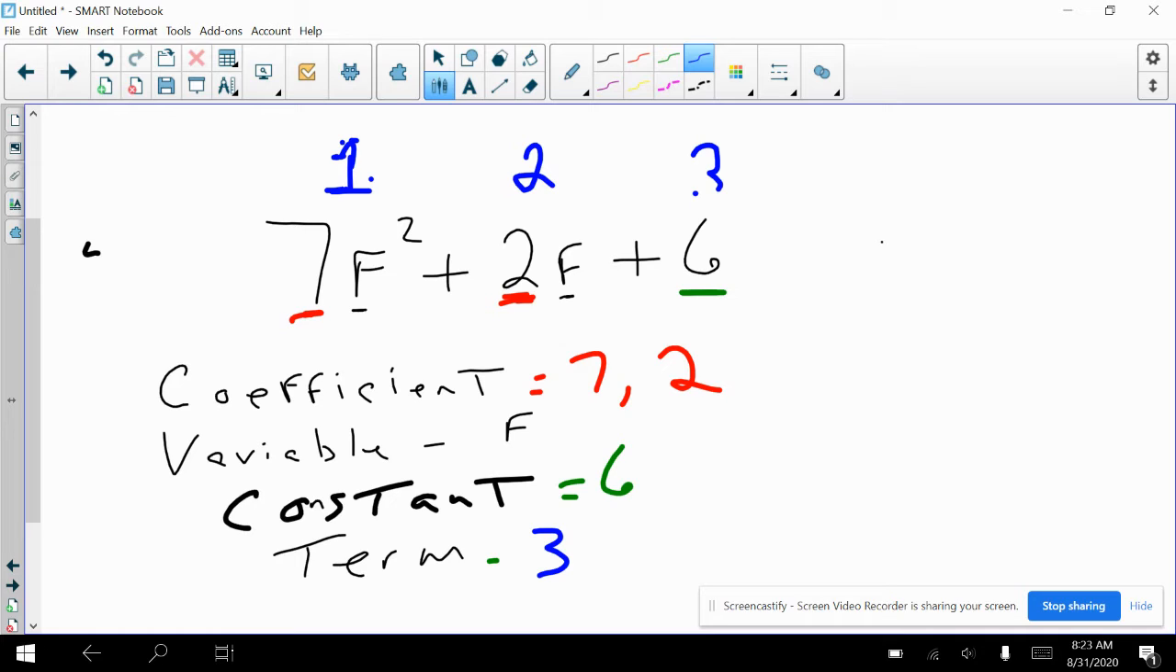Coefficients are the numbers before the variable. Variables are whatever letters of the alphabet are in our expression. A constant is a number that stands alone. And a term is a collection of coefficients and variables together, separated by operational symbols. So far, so good? That's pretty simple stuff. Okay, moving on.